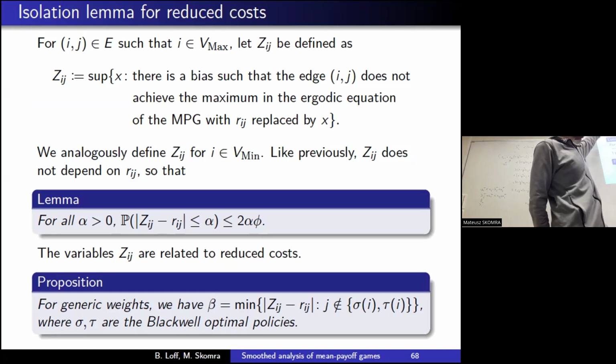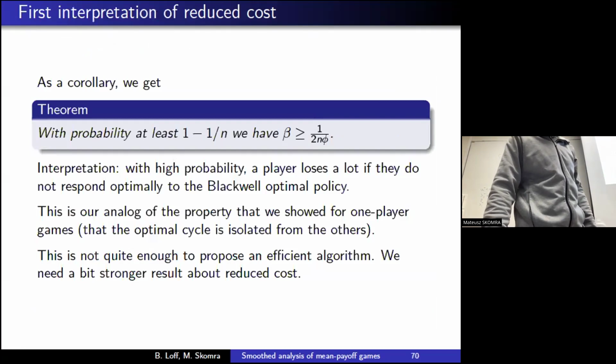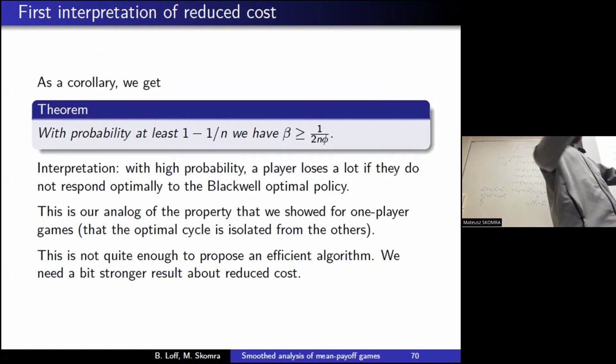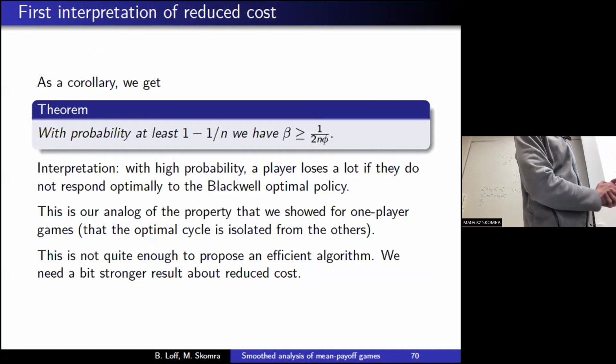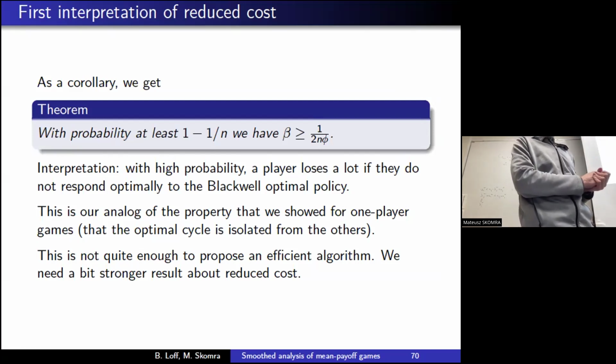And then you prove that, because we chose this variable in this particular set of words, this actually measures the gap, this parameter beta. So there is a proof here. Okay. So as a corollary, we get that with high probability, this gap in this ergodic equation is high. So this is the probabilistic analog of what happens in the one-player case. There is only one problem with this. I don't know how to get from this to an algorithm immediately.